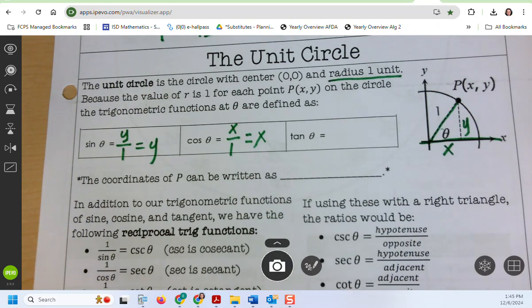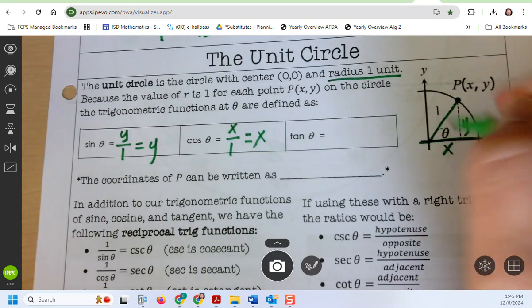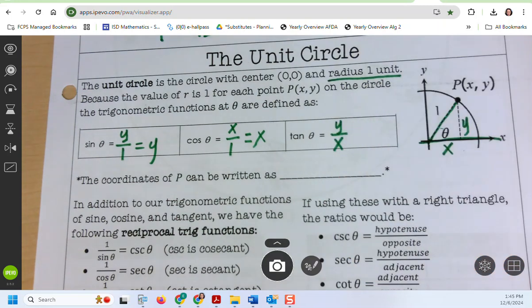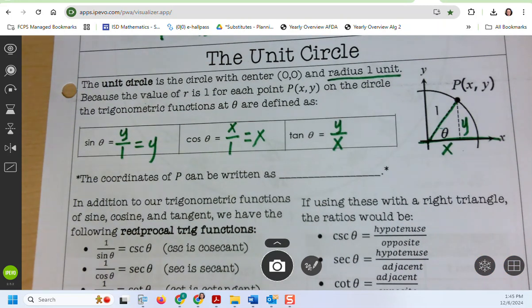And tangent is opposite over adjacent, so it will be y over x. Often students will memorize the unit circle, and in theory, you should memorize the unit circle for your quiz, but because you have your calculator, it kind of backs you up a little bit. It's not 100% going to give you everything you need, but it gives you most of what you need, okay? It's not a bad idea to memorize the unit circle.